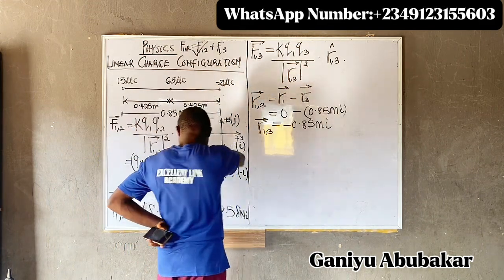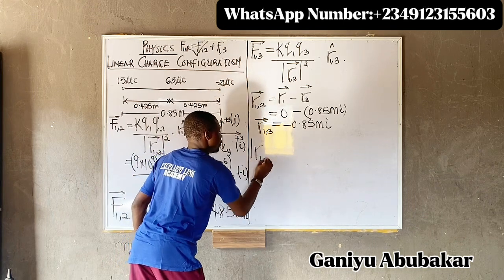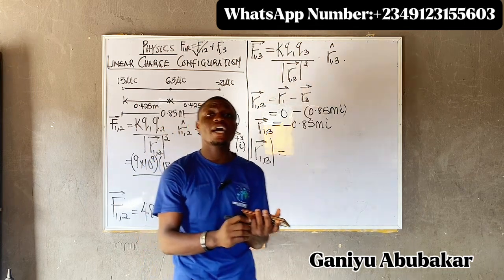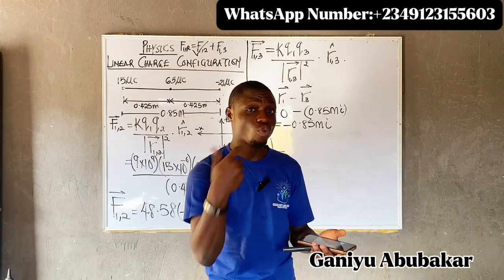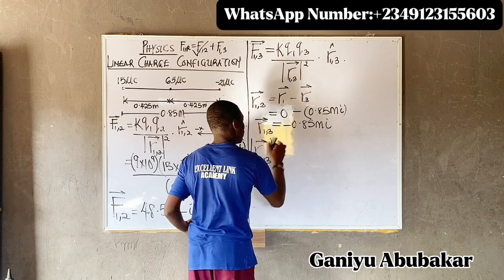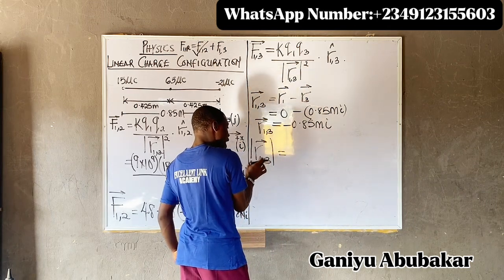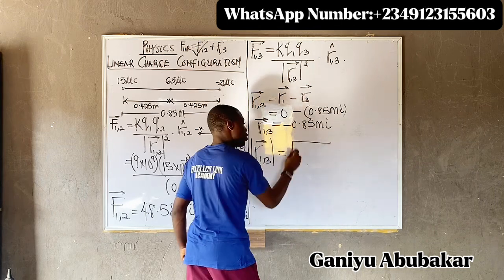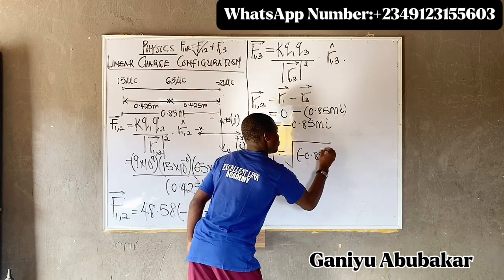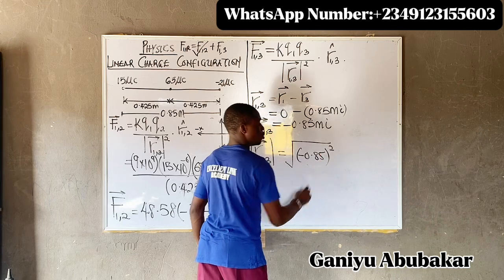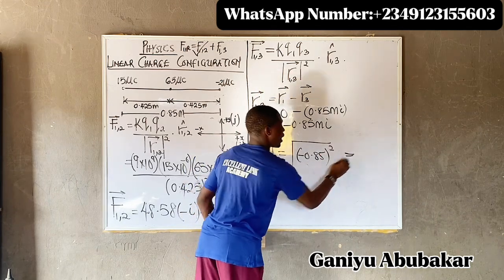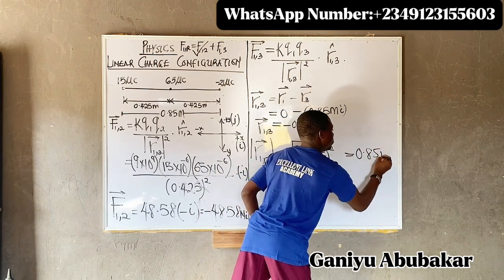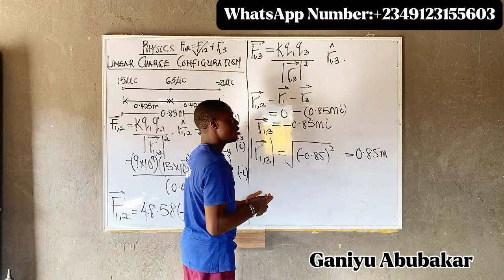Magnitude of R13. The magnitude of R13 is as easy as taking the square root of that term and squaring it. That's all. Take the square root of this term, this R13, this value here, take the square root of that value and square it. That's magnitude. Without taking a calculator to stress myself, the answer is 0.85 meters.